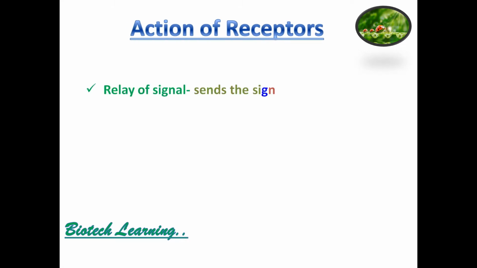So this is just like the relaying of a signal. That is, the signal which is coming from outside is received by the receptor, and the signal or the information is passed onwards or forwards. So the information is passed on from molecule to molecule sometimes. So it's just like the relaying of a signal. So this can be considered as the action of a receptor.